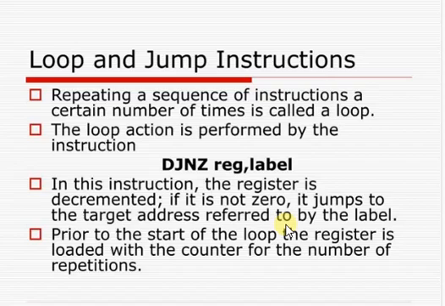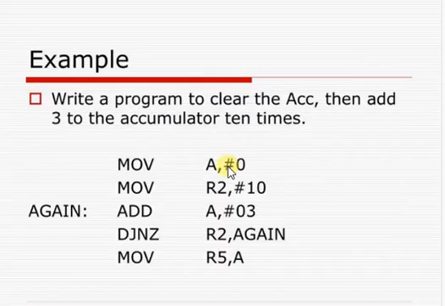Prior to the start of the loop, the register is loaded with the counter for the number of repetitions. Therefore, initially the register is loaded with the count of how many times the loop will be executed. Example: write a program to clear the accumulator, then add 3 to the accumulator 10 times.